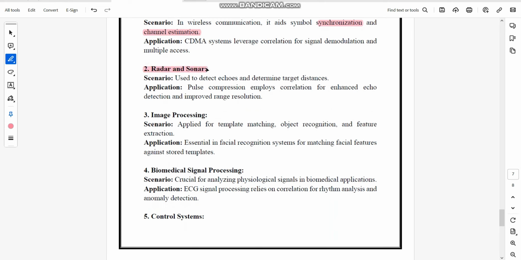Radar and sonar. Radar and sonar systems use correlation to detect echoes and determine target distances. The applications involve pulse compression, where correlation enhances the detection of weak echoes and improves range resolution.